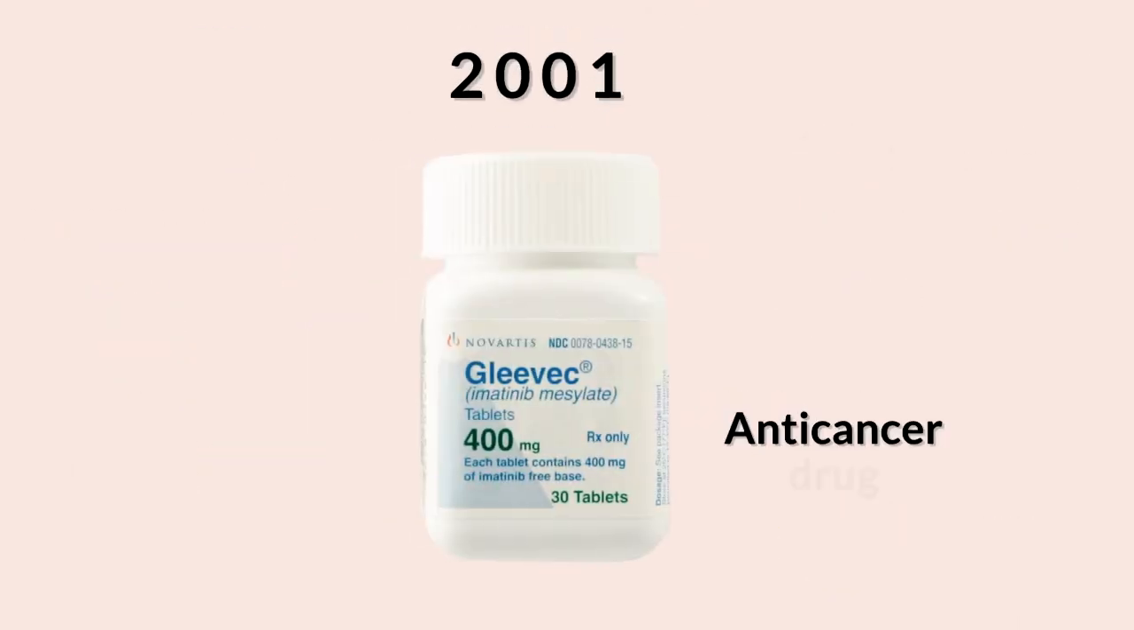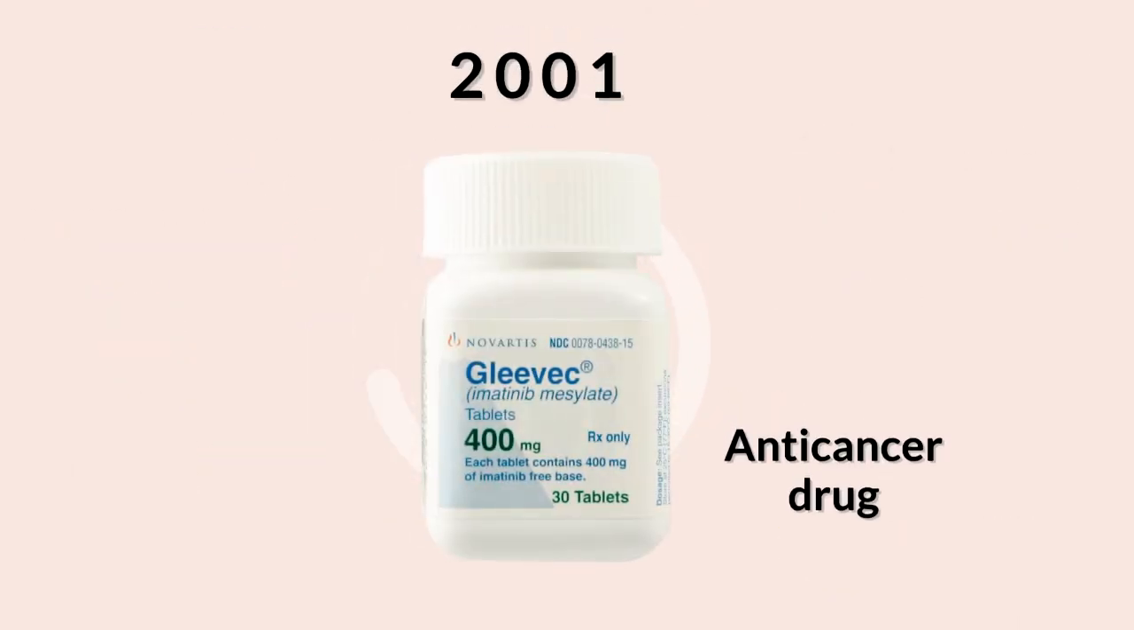In 2001, the first gene-targeted drug therapy was approved, known as Gleevec, and is used as an anti-cancer treatment drug. It works by slowing or stopping the growth of cancer cells.